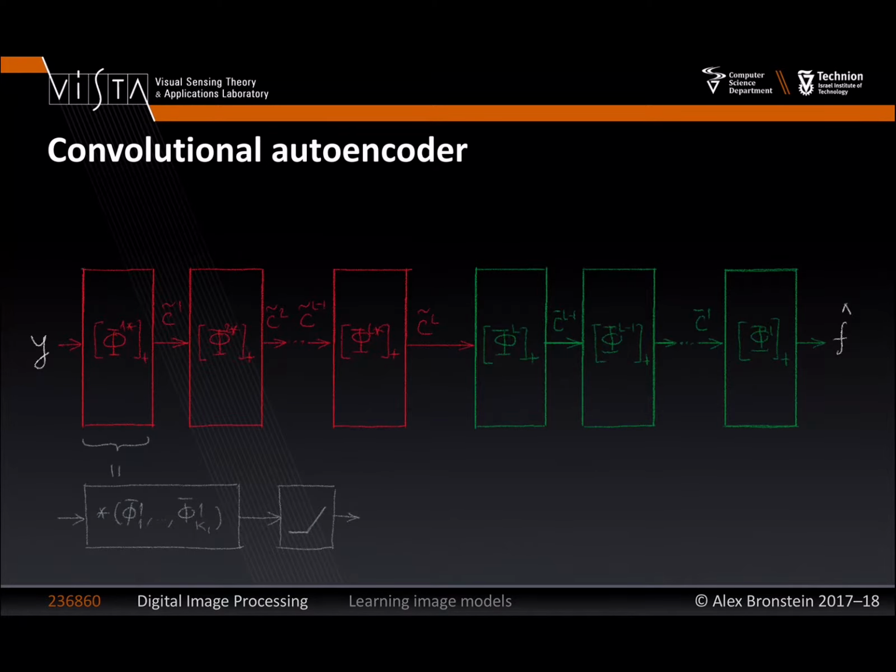Okay. So basically, what we get is a structure that is typically called in this literature a convolutional autoencoder. We have a network that takes our input, our observations y, and encodes them basically using a hierarchy of representation coefficients until we get the last coefficient in the hierarchy.